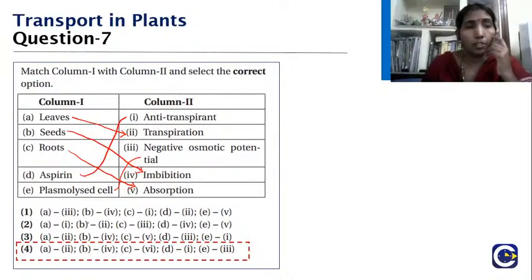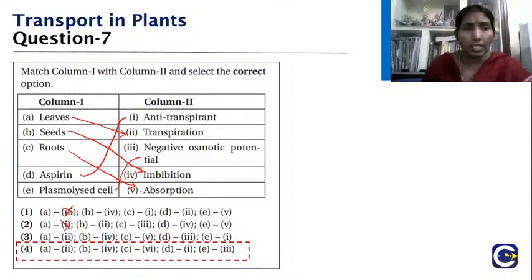So the nearest possible is leaves. We all know that is with transpiration. See children, how you have to cut down to the answer. See, it is a very direct, straightforward question: leaves with transpiration. So it should not be these two. So you are going to do along with it.